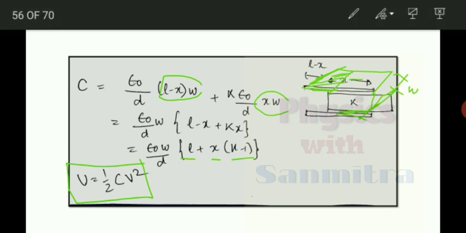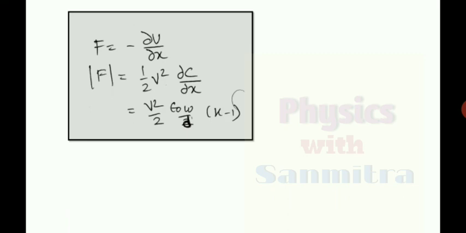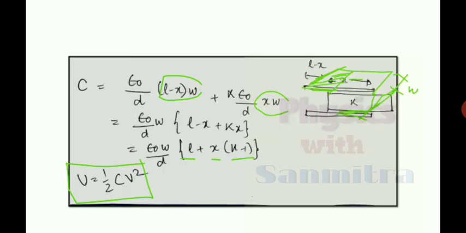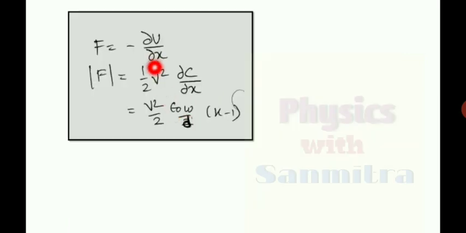Now what can I do here? I will differentiate this U. F is equal to minus del U by del X. So F, this magnitude, is half V square into del C by del X, since it was half CV square. Now del C by del X, I will get epsilon naught W by D into K minus 1. So V squared by 2 epsilon naught W by D into K minus 1.